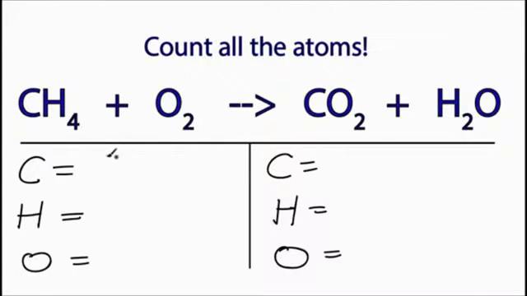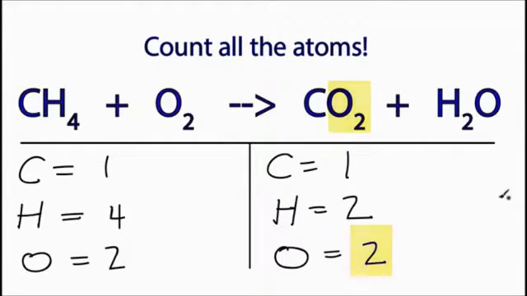So we can see we have 1 carbon, 4 hydrogens, and 2 oxygens. Easy. Over here we have 1 carbon, and then we have 2 oxygens, and then we have 2 hydrogens. But be careful. We have to count this oxygen over here as well. So we have 2 plus 1. That'll give us 3 total oxygens.